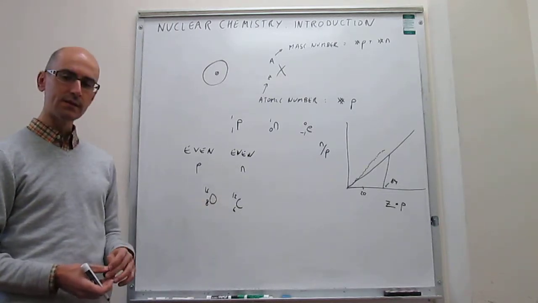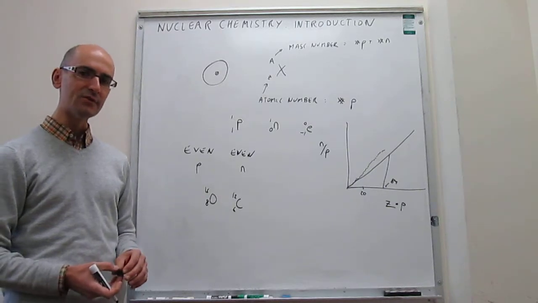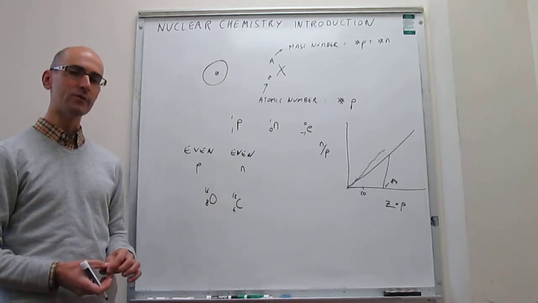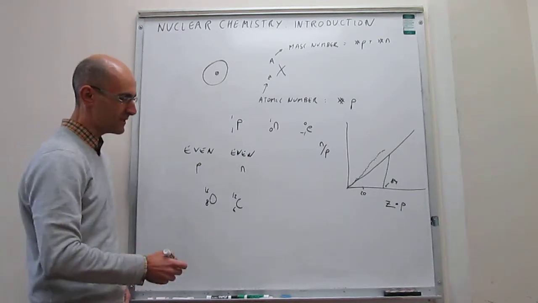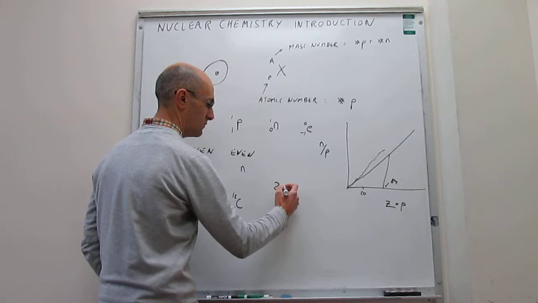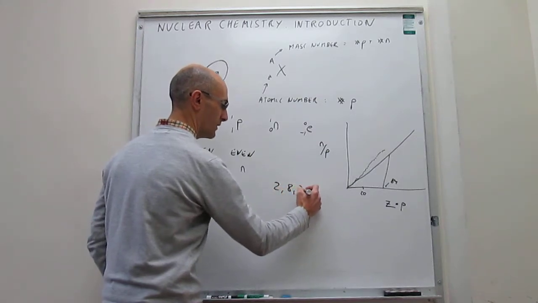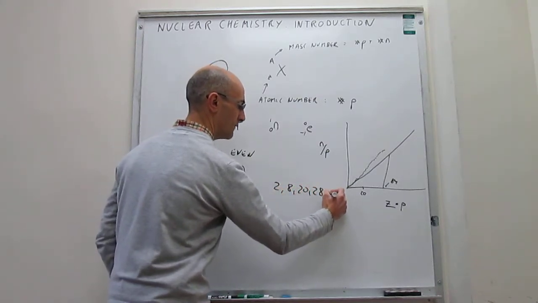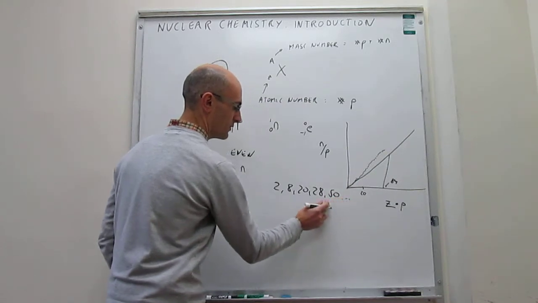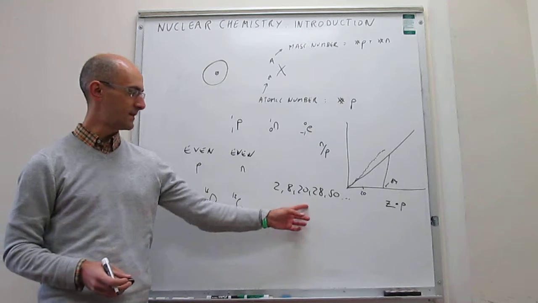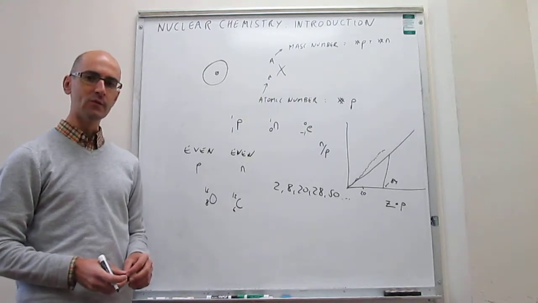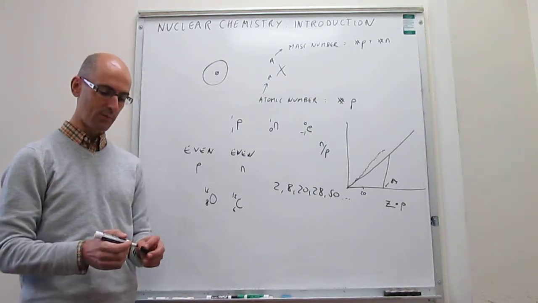In addition to this, there seem to be some magic numbers in the number of protons or neutrons where we find very many stable isotopes. Those magic numbers tend to be 2, 8, 20, 28, 50, and so on. When either the number of protons or the number of neutrons has one of these magic numbers, we find that those isotopes seem to be rather stable.